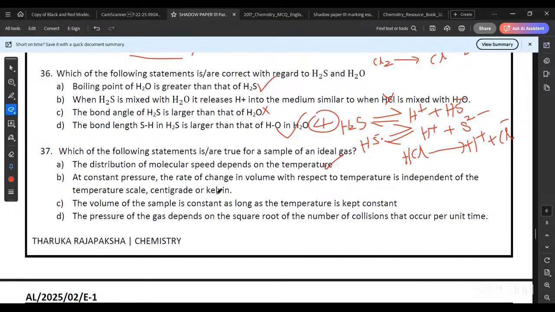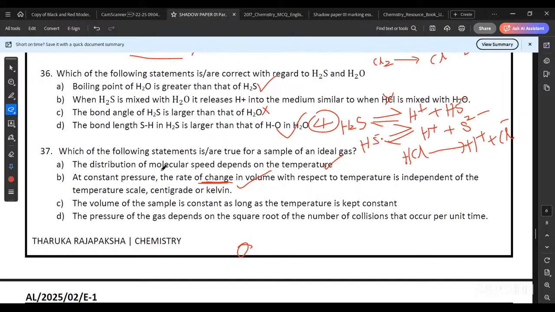temperature scale. Yes. The rate of change doesn't depend on temperature or Kelvin. Both are the same. No, because when you're directly converting a certain temperature, then that is wrong. But this is a change: change in volume with respect to change in temperature. So that means you can take it as correct.